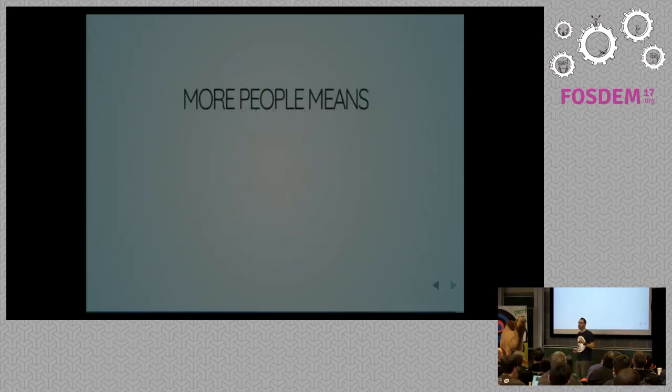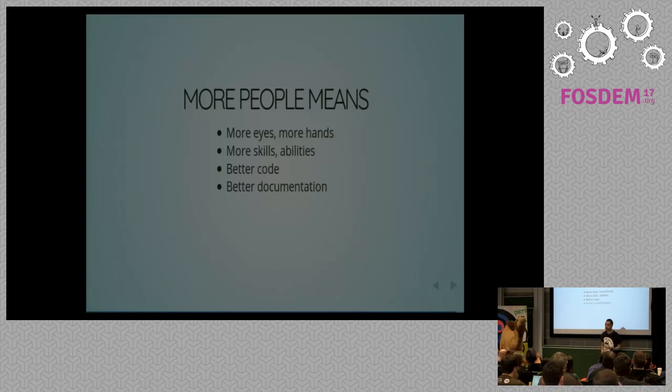What it means to have more people, to be inclusive, to be diverse, is that you get more eyes on a problem, more hands involved in helping. You get more skills, you have more abilities, different skills and different abilities. It's very crucial to have. You have better code eventually because more people see it, more people can act on it, people think differently. And it means your code is stronger and it can handle more things. This is actually a very valuable code-wise thing as well. It's very practical to have. And obviously better documentation and better testing, which are all very, very important if we actually want to continue.